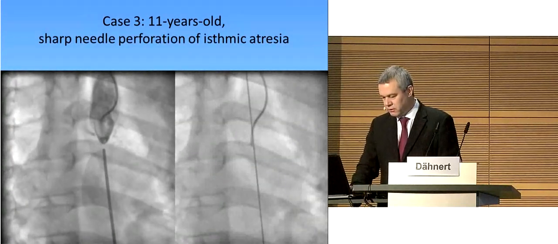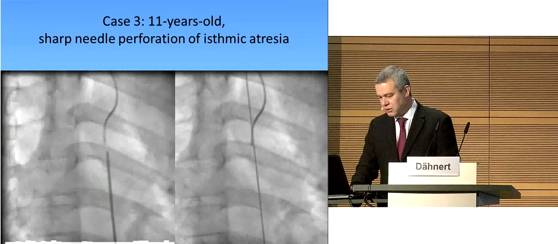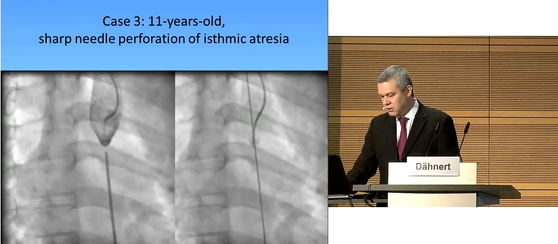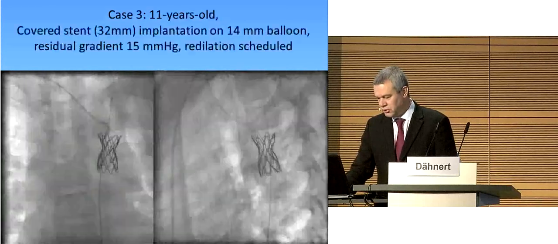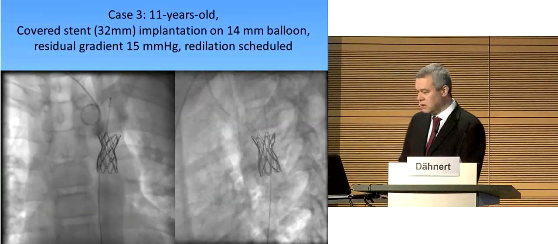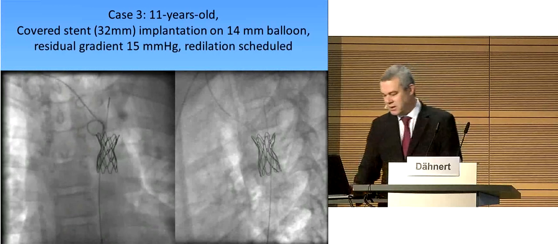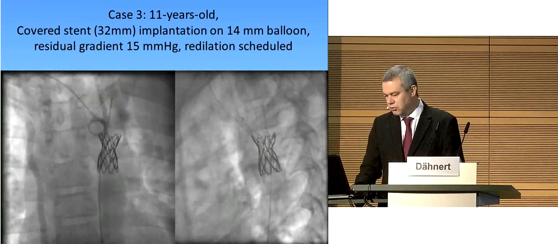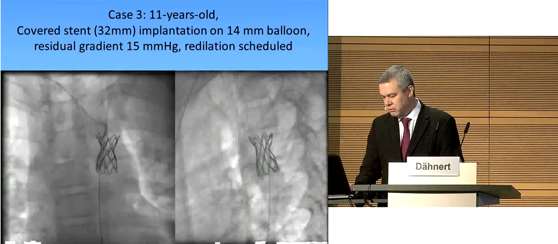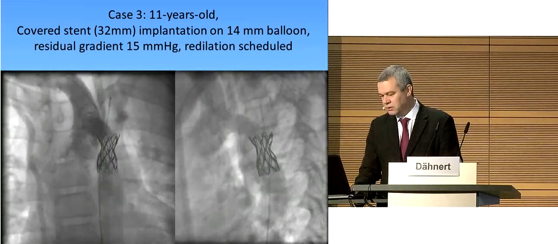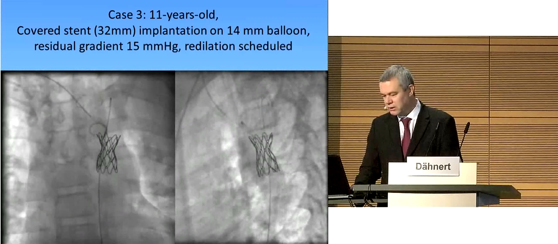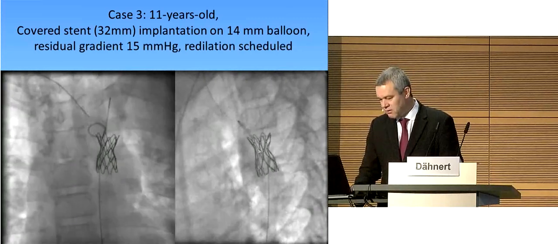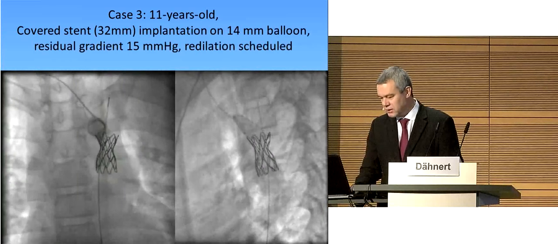You then have to define the lesion better and can do a needle perforation, and then you have a coarctation, not an atresia anymore, and can put in a stent. We left this stent intentionally with this residual gradient to grow in, and we will do a repeat dilation after 1 year to get rid of the residual gradient and make it a good vessel without this hourglass form.